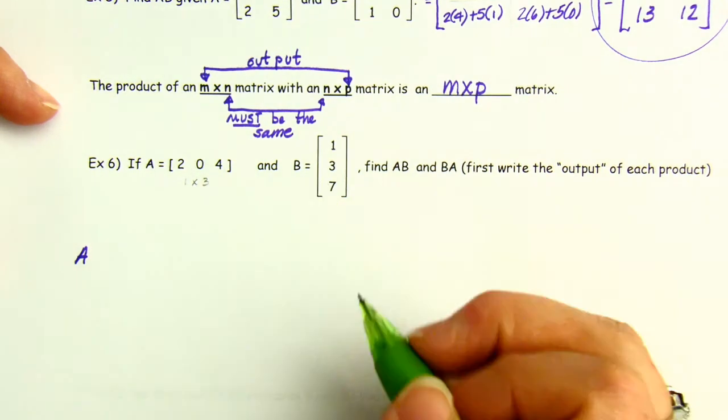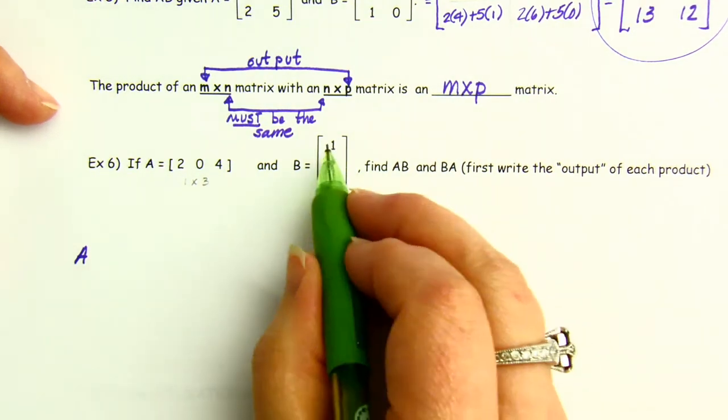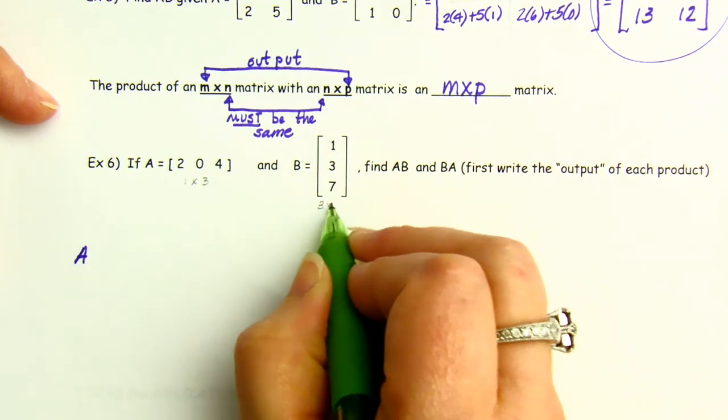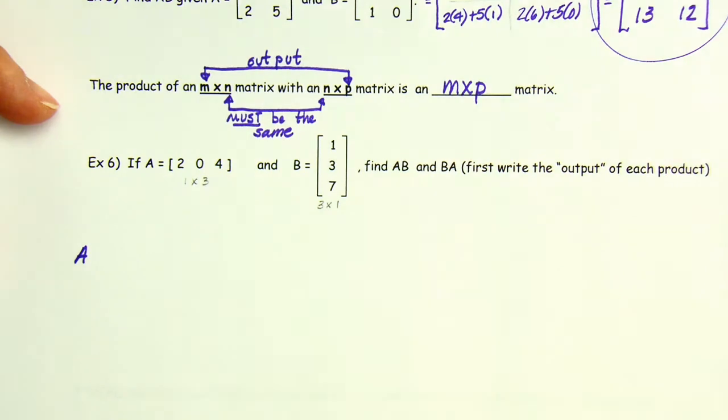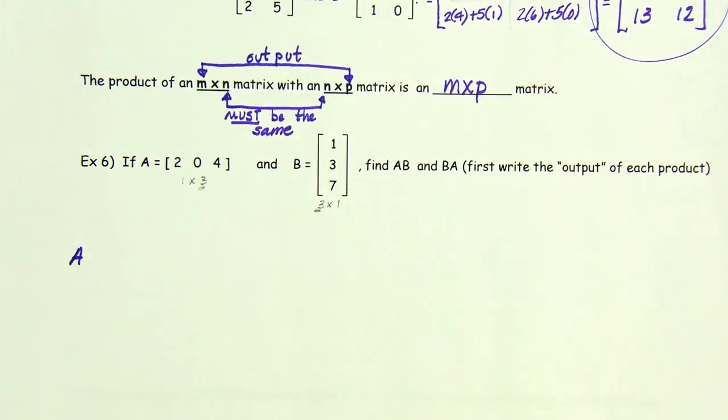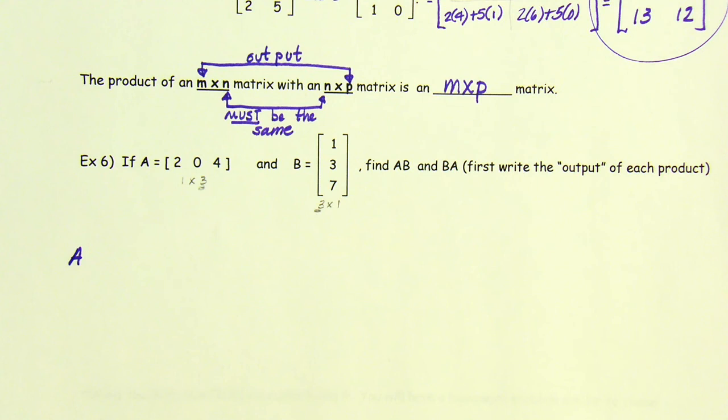What's the order of B? Well, B has 3 rows by 1 column. Folks, the inners do match. What's my output going to be? My output is going to be a 1 by 1. All right, the output's going to be a 1 by 1. Yes, a 1 by 3 with a 3 by 1.